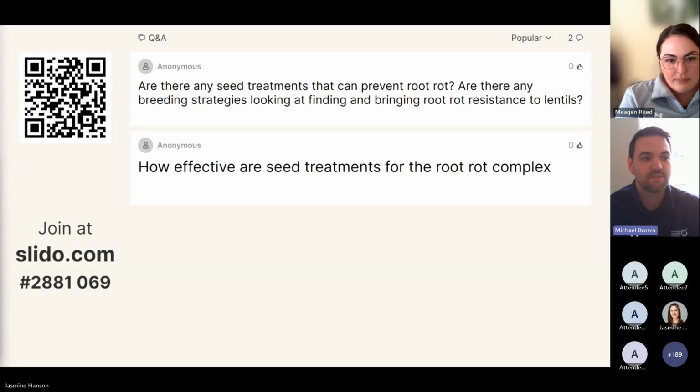Any breeding strategies looking at finding and bringing root rot resistance to lentils? That'll be an exciting one to answer. And how effective are seed treatments for the root rot complex?